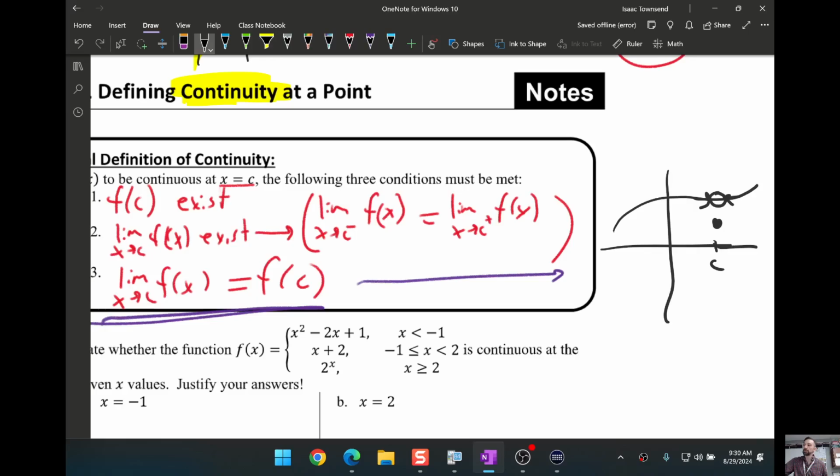If the point isn't equal to the limit, that's why you need this one, then you've still got this discontinuity here. You need the point to be equal to the values it approaches. So that's why we need the third one.